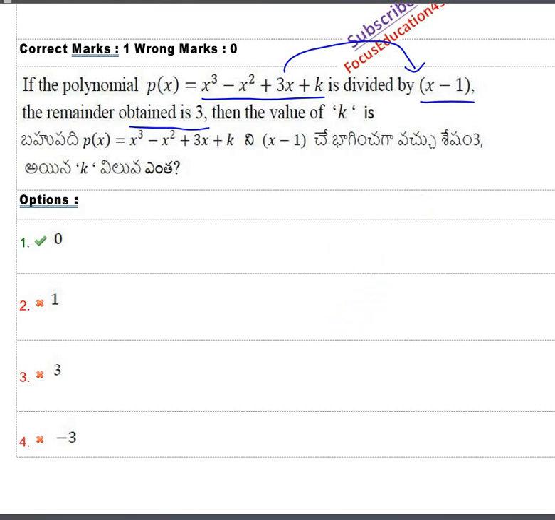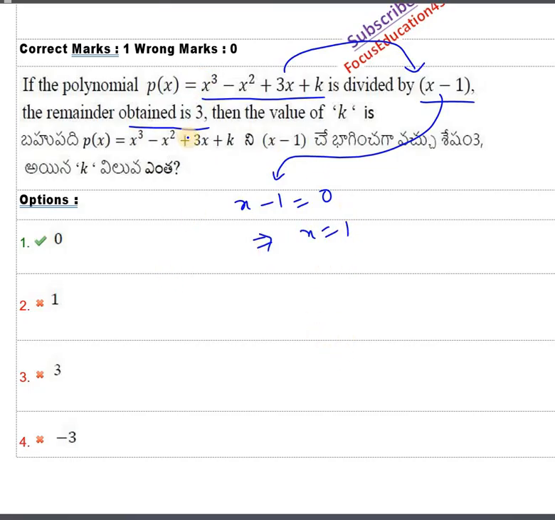So first thing here we have to know, it is divided by what? X minus 1. So x minus 1 equal to 0. This you have to take. X minus 1 is the remainder theorem. X minus 1 equal to 0. This implies x is equal to 1. Right.